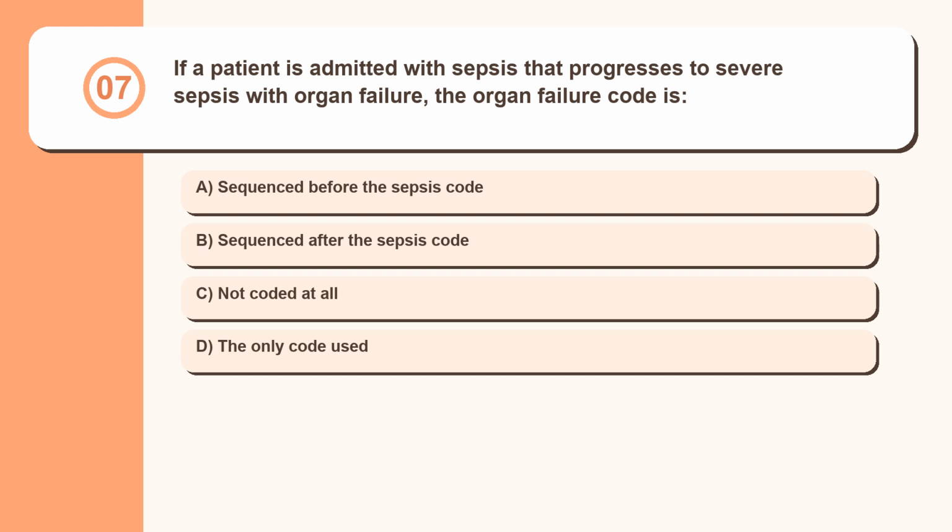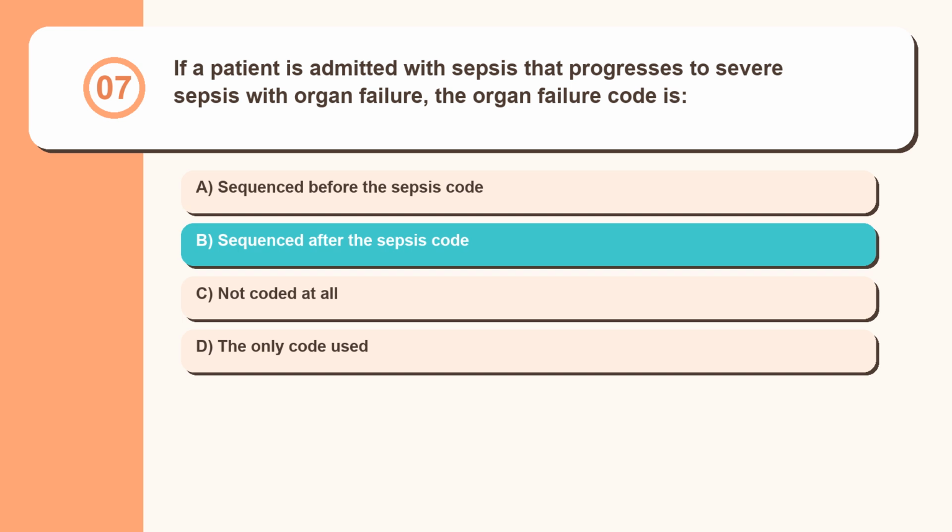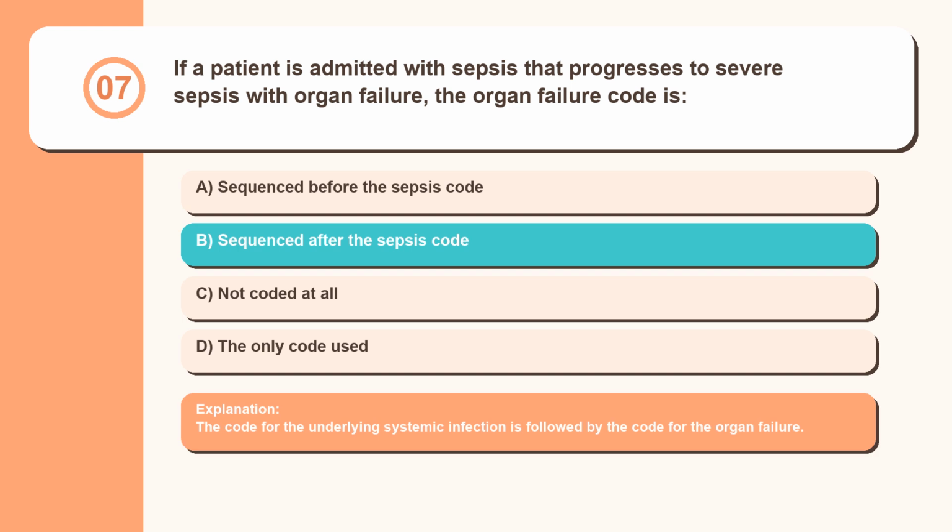Question 7. If a patient is admitted with sepsis that progresses to severe sepsis with organ failure, the organ failure code is sequenced before the sepsis code, sequenced after the sepsis code, not coded at all, or the only code used. The code for the underlying systemic infection is followed by the code for the organ failure.